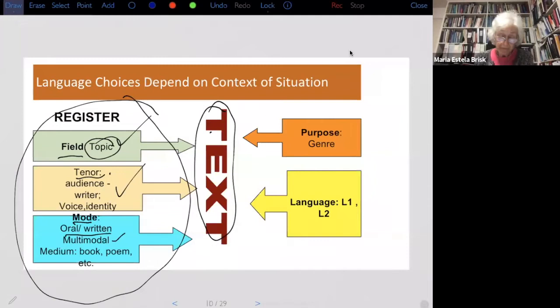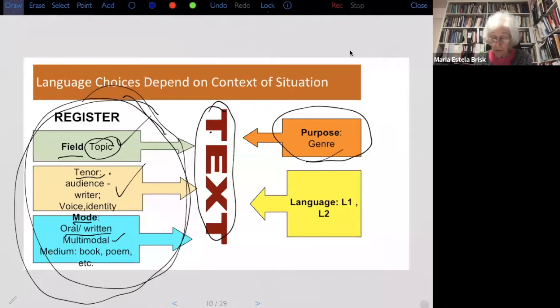So the choices, there are no correct things. It all depends on the particular situation that you make the choices. And the genre also helps you make choices. And then when you have multilingual students, they also have to make choices in the language or languages that they're going to use. So this is very important, that the context of situation is the one that gives you the signal of what is effective language for a particular text.